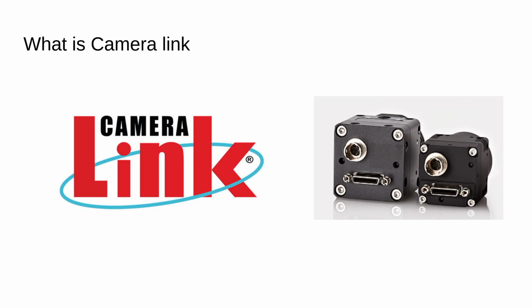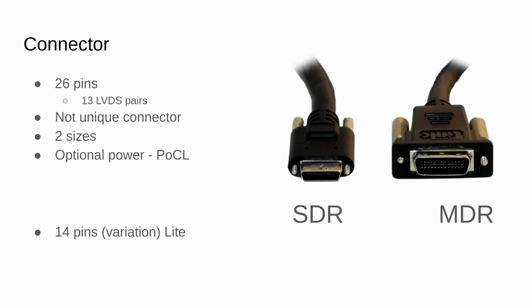And you'll know you have a Camera Link camera because it has a fairly specific, unique connector that you don't see on a daily basis. The camera is not necessarily unique, but the Camera Link cables themselves are. They are 26 pins, and inside is a set of 13 LVDS pairs for high signal integrity. The two types of connectors they can be are MDR or SDR, the SDR being slightly smaller.